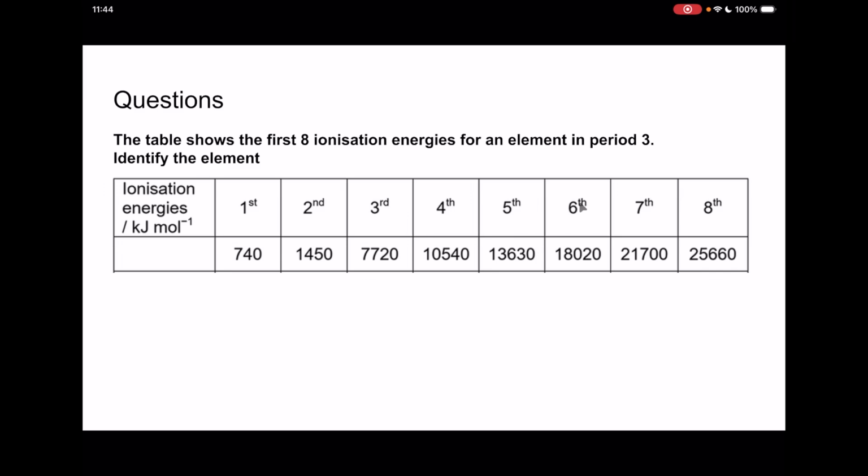Okay, so we'll just finish with some simple questions just to check everything's made sense. So we've got a table showing the first ionization energies for an element in period 3, and we've got to identify the element. So we're looking for the big jump up in ionization energy, and hopefully you can appreciate that it's between the second and the third. So this element must be in group 2. So which element is in period 3, group 2? It's magnesium.